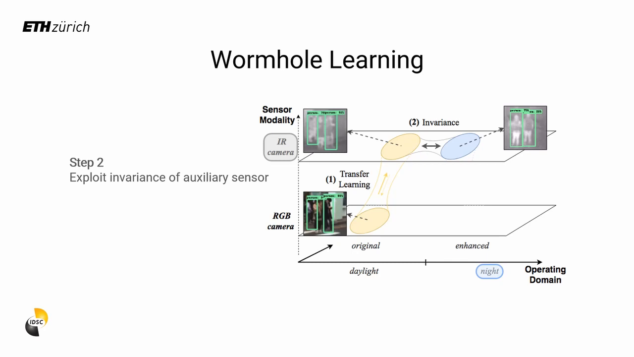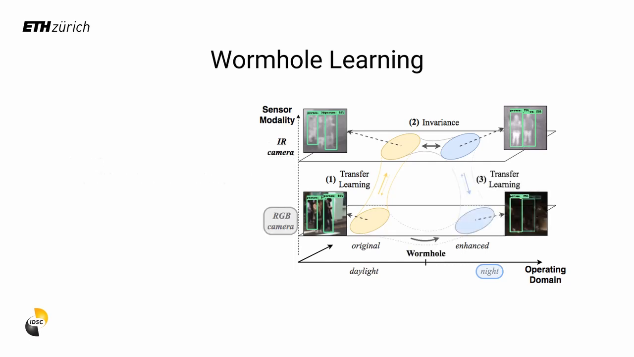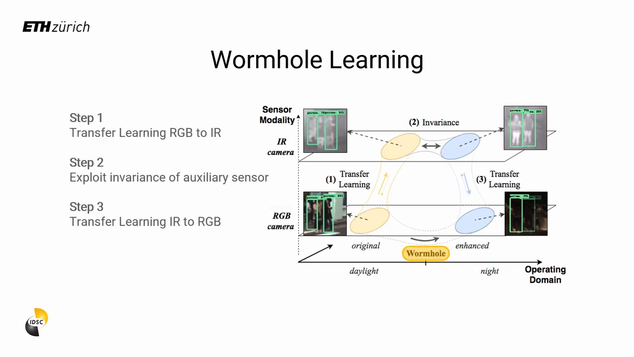In the second step, we can leverage invariance of the infrared camera to changes in illumination to operate at night. In the last step, the sensors switch roles and the RGB detector is trained based on the labels from the IR detector. This whole process is what we call wormhole learning.